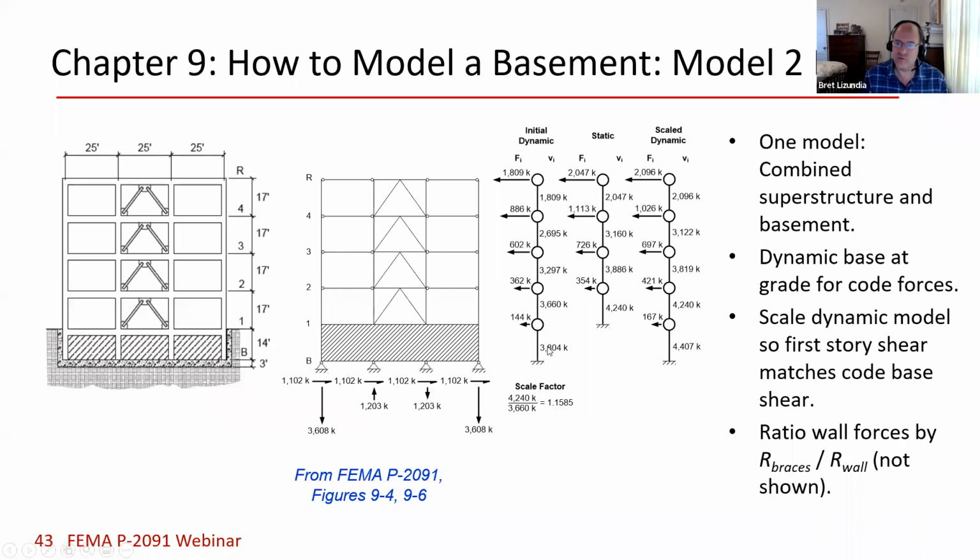But anyway, we ratio or scale these values so that we take the initial dynamic work where we're getting 3660 as the story shear between level 1 and level 2, and we go to the previous one where the building code base shear is 4240. We multiply the one on the left times that scale factor, 1.16, and then we get our final 1 model scaled value. And it turns out in these examples pretty close to one another between model 1 and model 2.